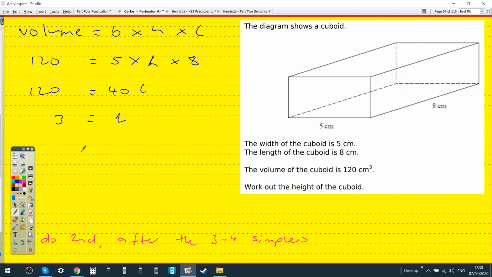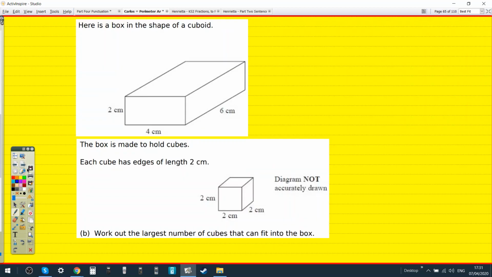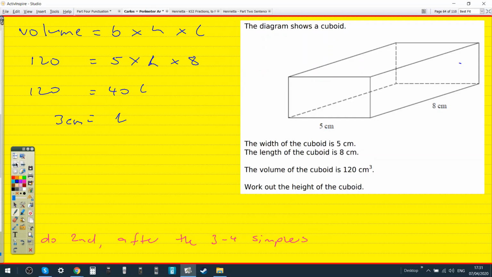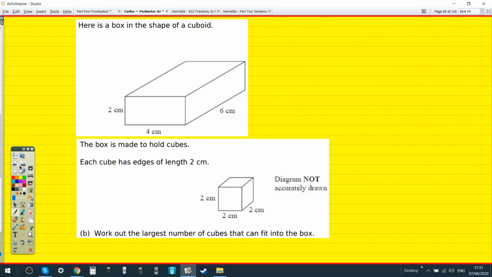What's the unit? Centimeters cubed. You sure? Just centimeters. So just watch out for that. How about this one?